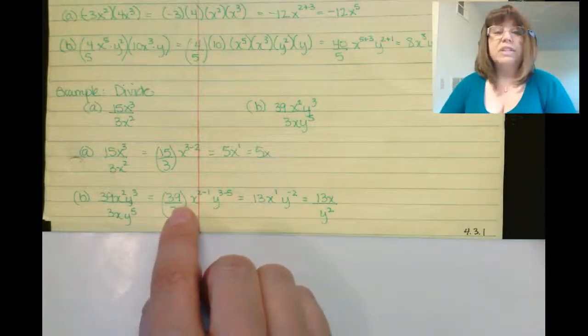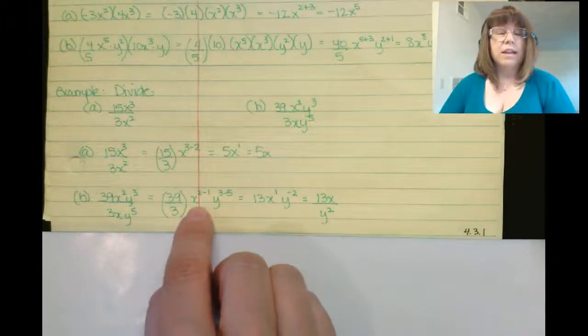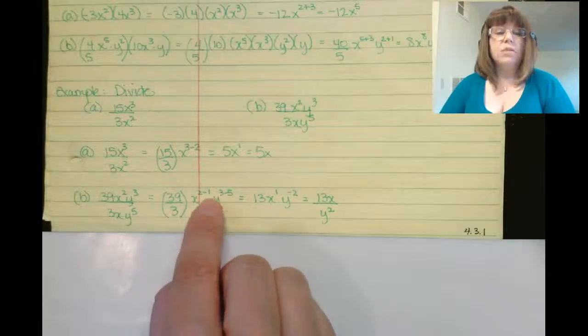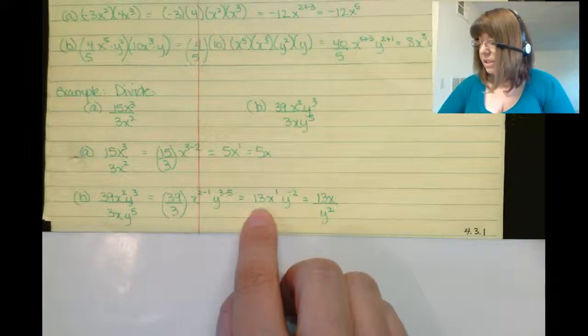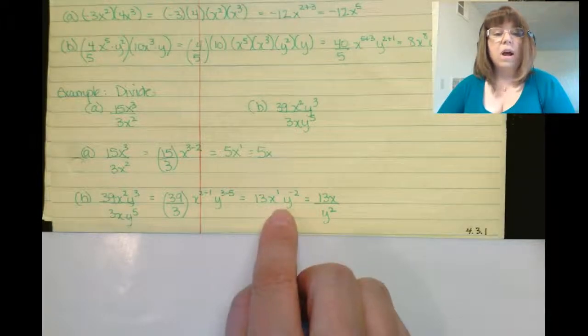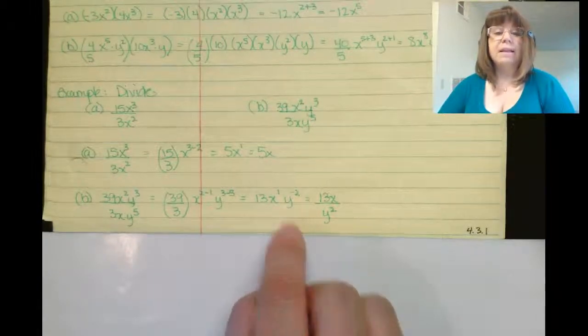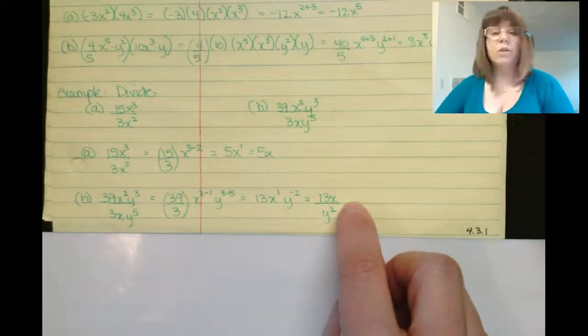with putting our coefficients together again, 39 over 3, then using our properties for our exponents, it's going to be x to the 2 minus 1, y to the 3 minus 5. That leads 39 divided by 3 is 13. X to the 2 minus 1 is going to be 1, and y to the 3 minus 5 is going to be -2. Now we don't want to leave our exponent in negative form, so we're going to bring that back down to the denominator to be positive, leaving me with 13x over y squared.